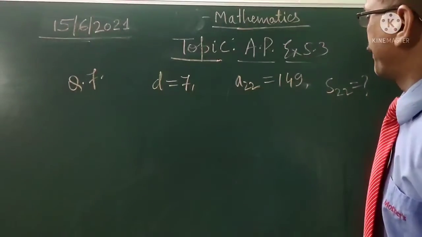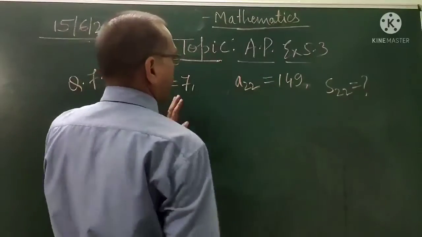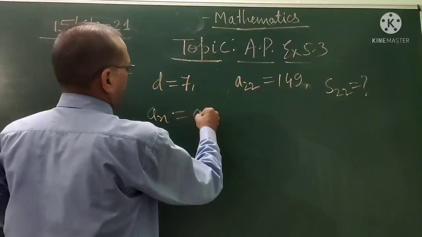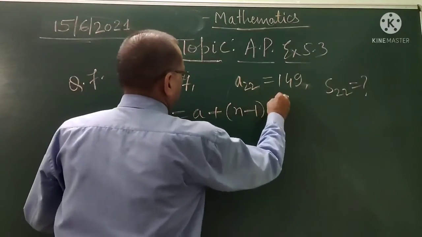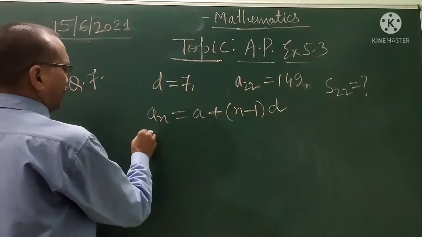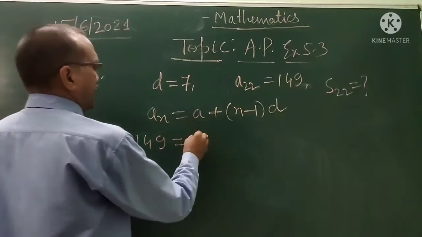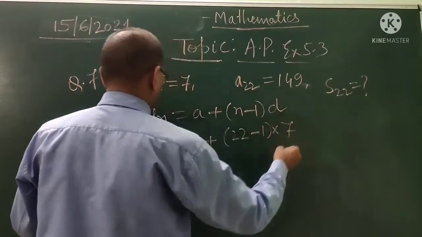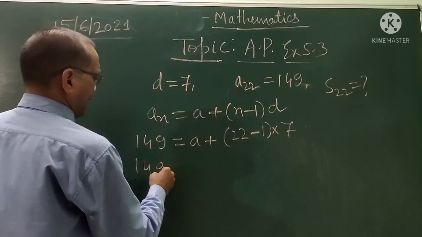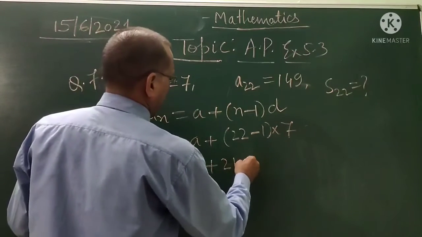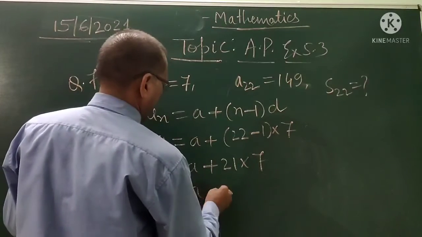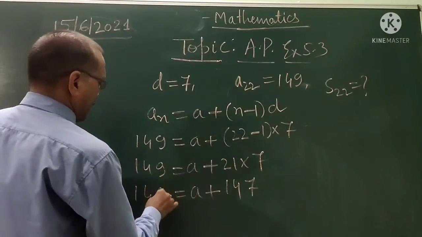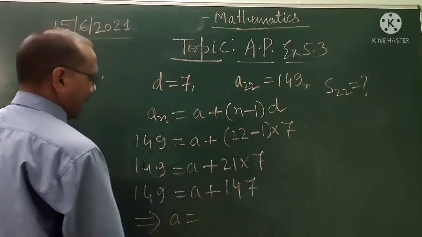Students, here we do not know the first term a, so we will use the formula an equal to a plus n minus 1 into d. an is 149, a we have to find, n is 22, minus 1, into d is 7. 149 equal to a plus 21 into 7. a plus 147, 7 7s are 49, 14, 147. From this we will get a equal to 2.